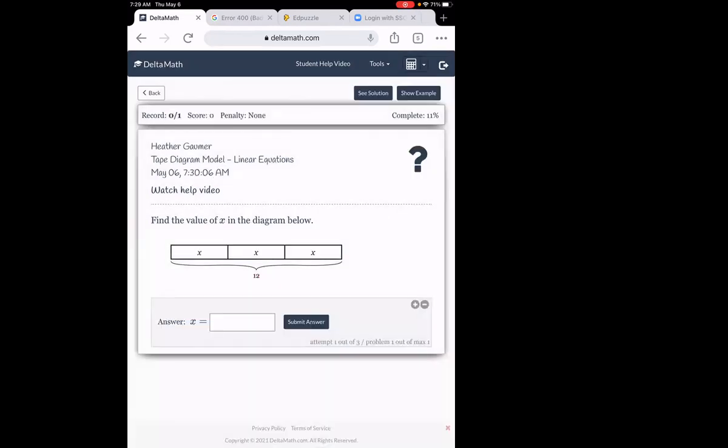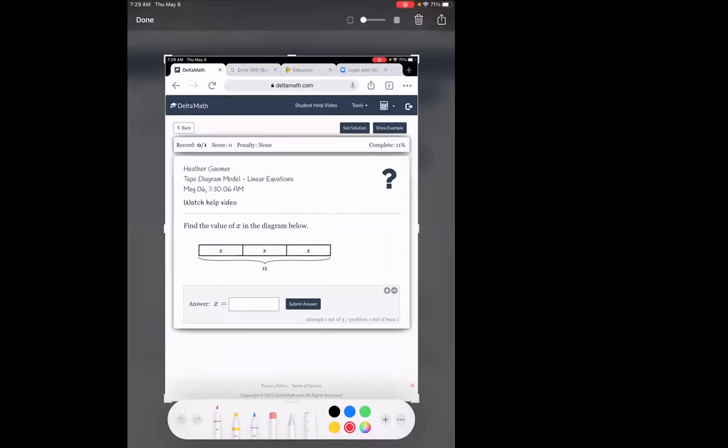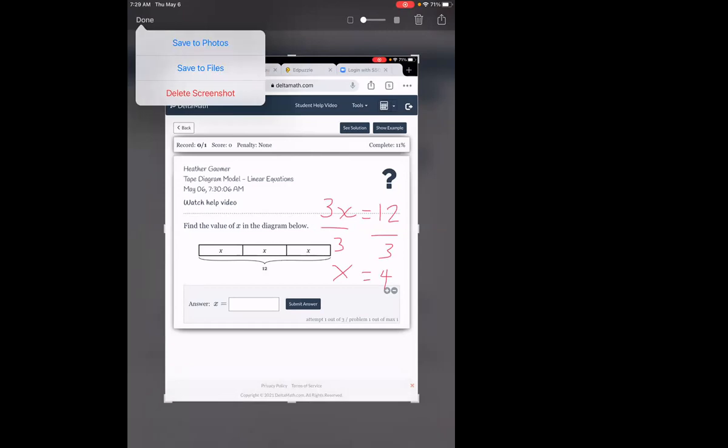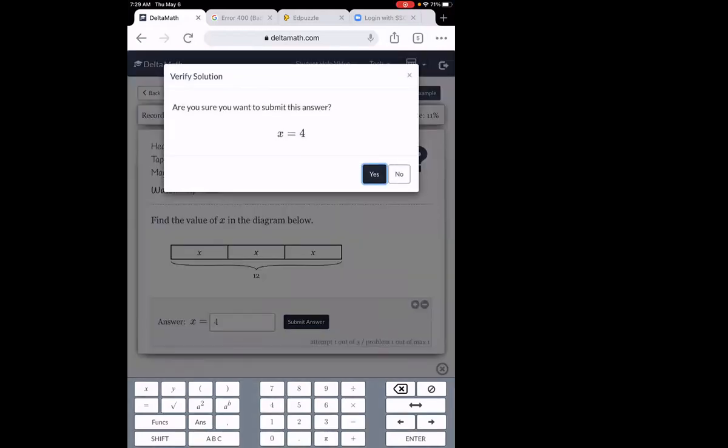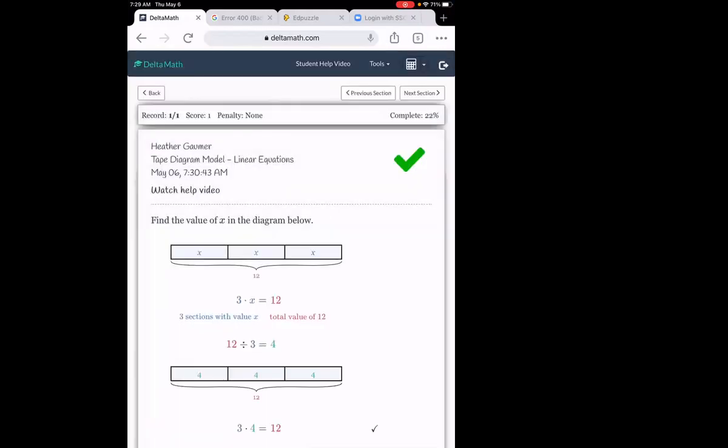There are 9 problems here, right? Find the value of x in the diagram. Again, I'm going to take a quick screenshot and mark it up. So this time I have only 3 x's, which are equal to 12. That's the total length of the block. Divide both sides by 3. And I think we can see that x is equal to 4. I'll save that one, put in 4 for my answer, and submit.